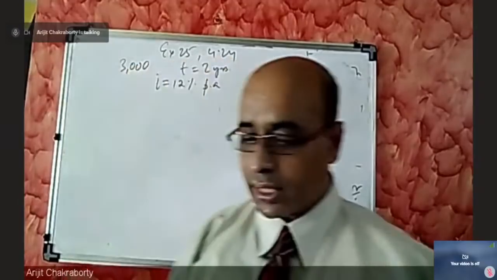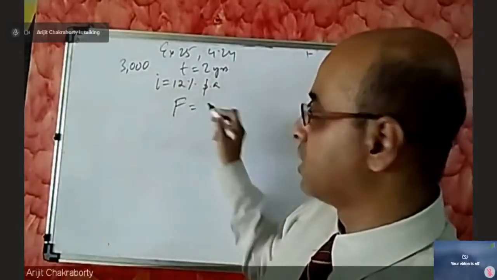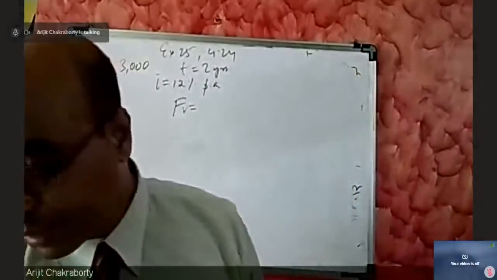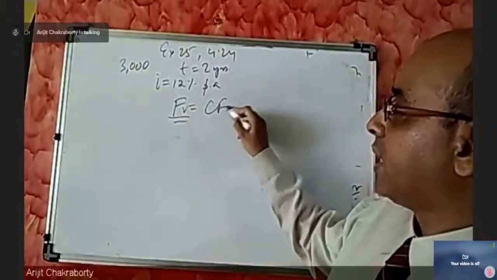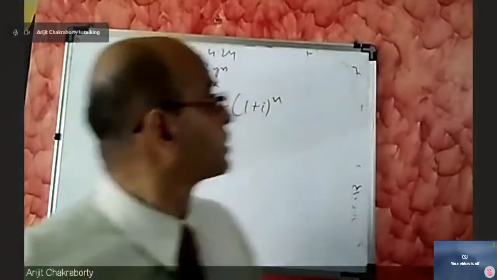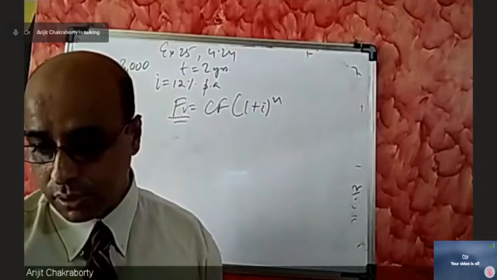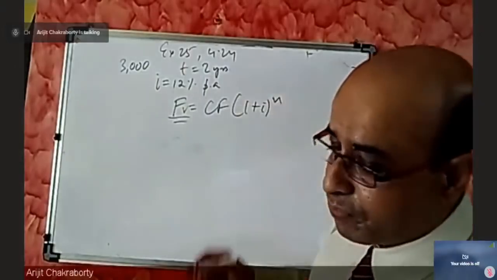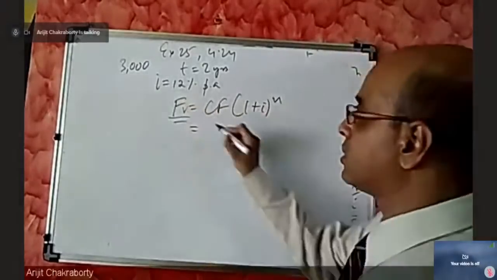Right. So let us try and solve this problem. We know that F is the future value, FV you can call it, and this is equal to the cash flow into 1 plus I to the power n. So please see this problem, 4.24, example 25, and let us work it out. This is the first example we are doing on annuity future value. So cash flow we know is 3,000. So in place of cash flow, I write 3,000.